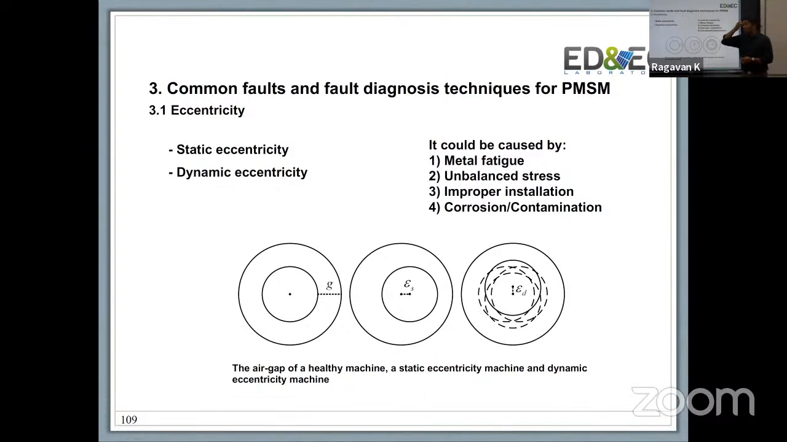But the idea basically is that for motors, if you have any imbalance, you can have situations like static or dynamic eccentricity. This can happen because you have metal fatigue, you can have unbalanced stress, you can have improper installation, and of course you can have corrosion. We've talked about what causes each one of them in detail over the last 2 or 3 days.